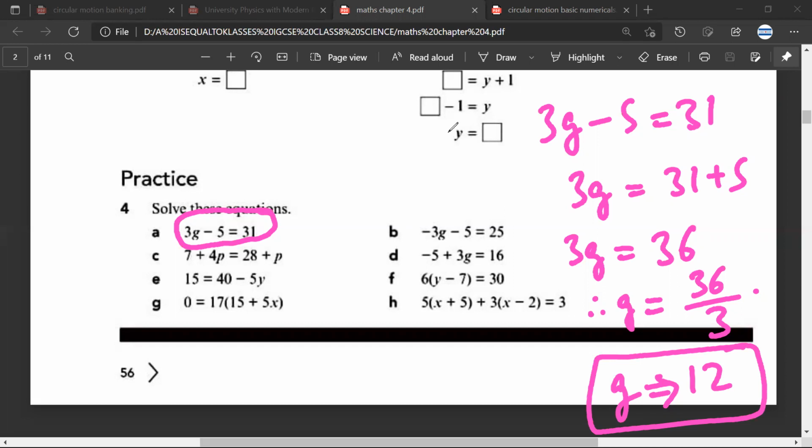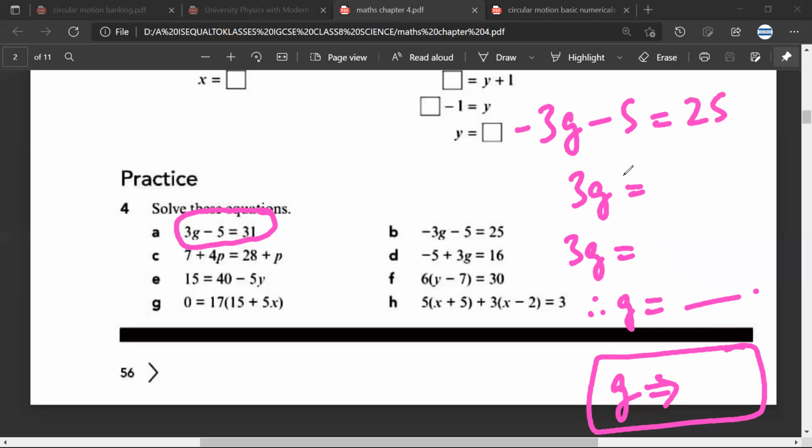Mr. Satya, how should I do B part? So B for boy. Minus 3g minus 5 is equal to 25. So minus 3g is equal to 25 plus 5. So g is equal to 10.